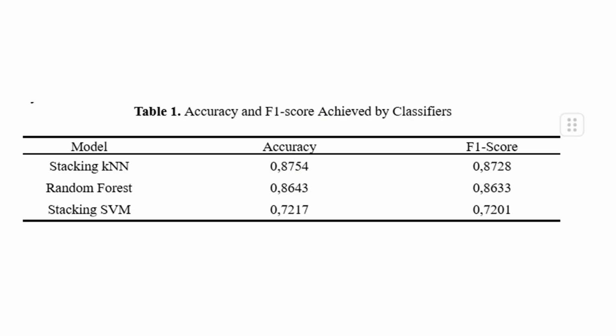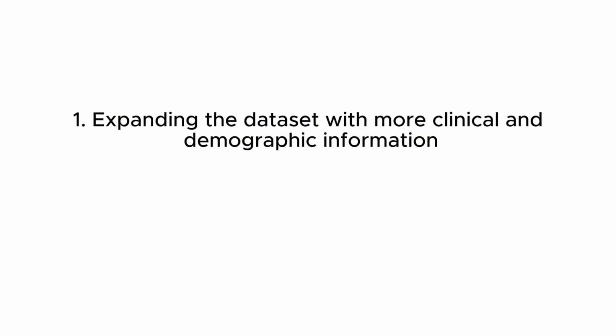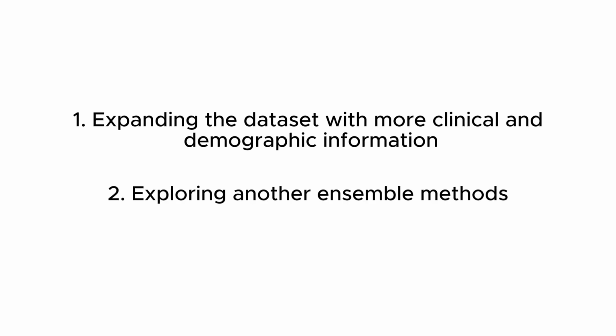Each model had its own strengths and limitations. Among them, stacking KNN gave the best results. So, based on this study, we recommend using stacking KNN for future ACL classification tasks. But to improve even more, we suggest expanding the dataset with more clinical and demographic information, and also exploring other methods.